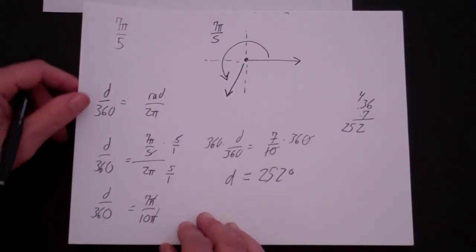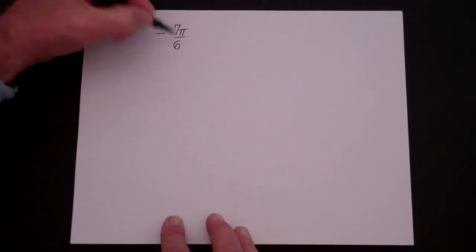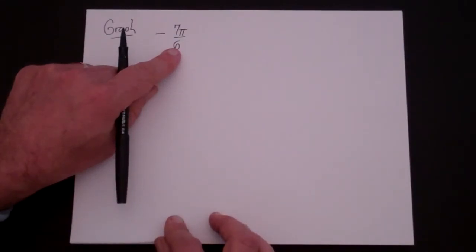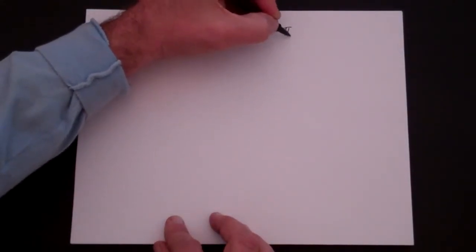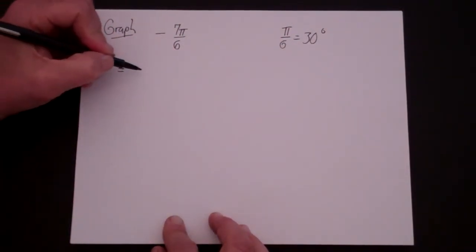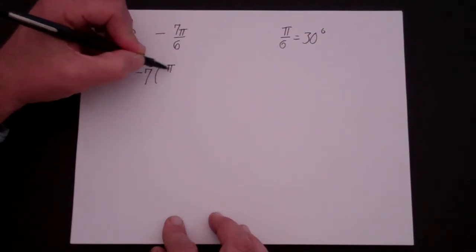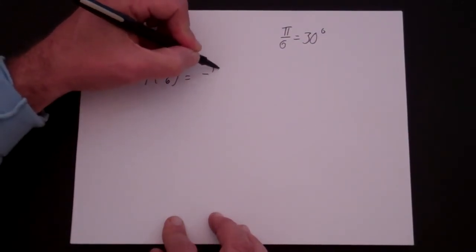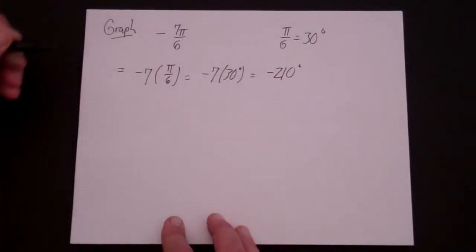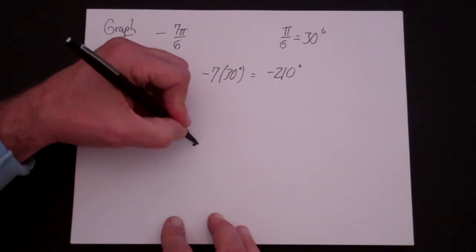Let me show you one more example with a shortcut. Let's say you wanted to graph minus 7 pi over 6. Well, the first thing you want to notice is you're dividing by 6 here. You want to have memorized that pi over 6 is 30 degrees. So you can rewrite this minus 7 times pi over 6, which is minus 7 times 30, or negative 210 degrees. Then just graph it.